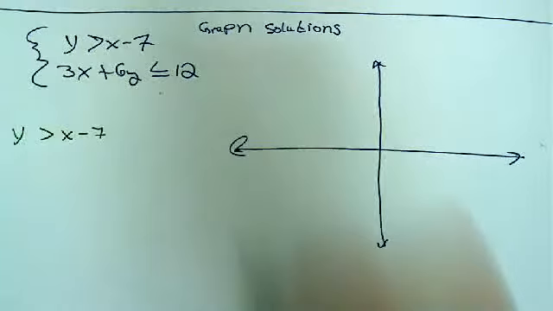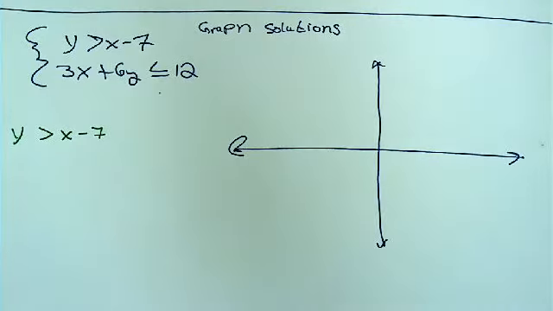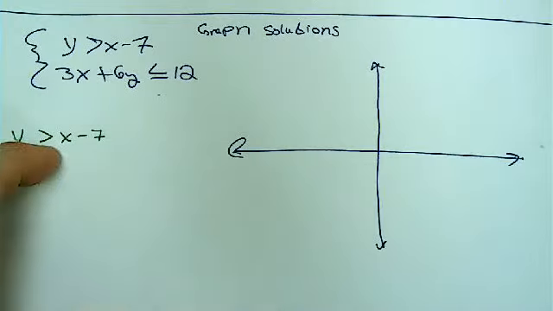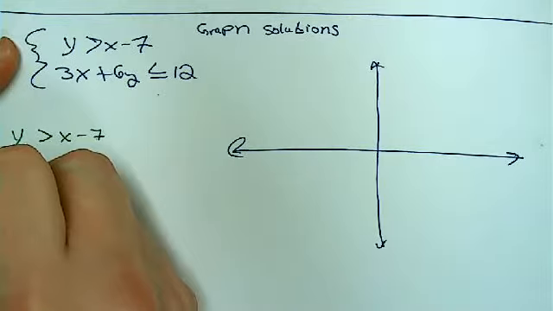Before I go anywhere, what do you think? Solid or dotted? It's dotted. Because there's no line under it, so make a dotted line. So it's a dashed line.